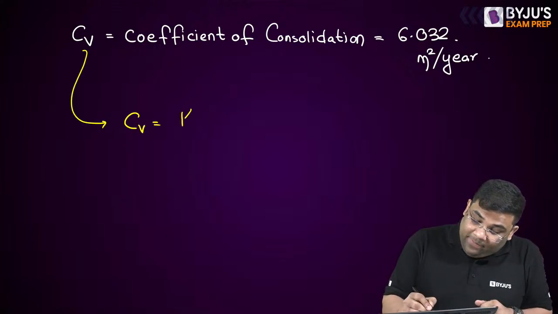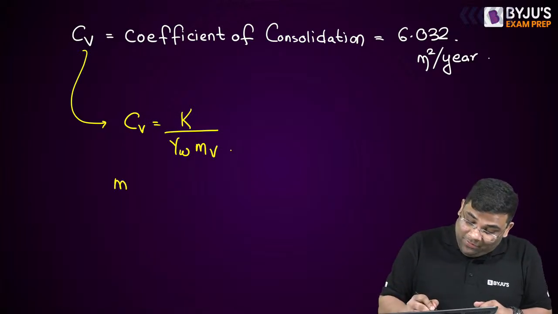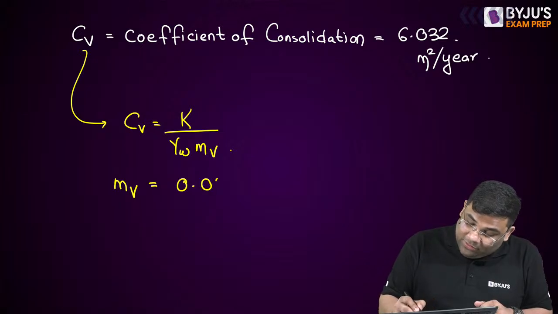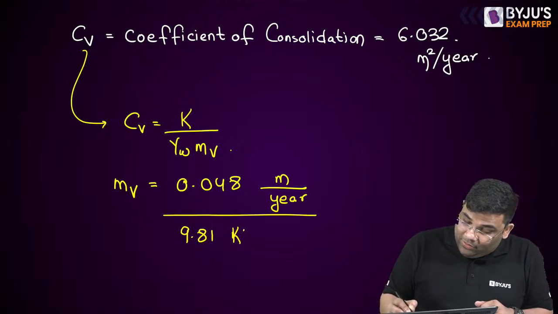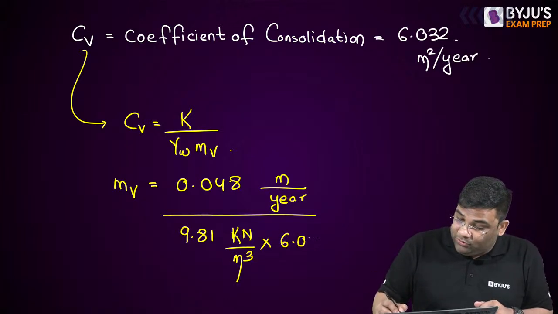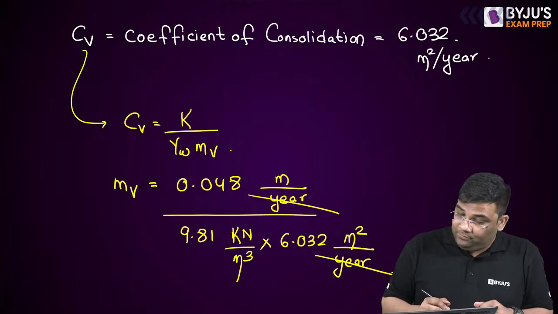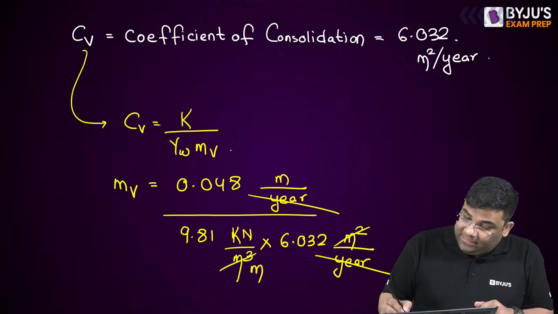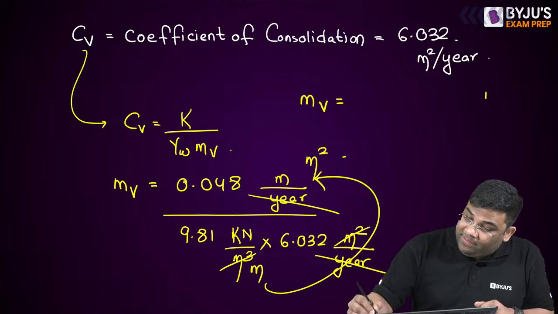CV is equal to K by gamma W into MV. From here, I will find out MV. MV will be K, which is given as 0.048 meter per year, divided by gamma W, I'll take 9.81 kilonewton per meter cube, and then CV, which we got, 6.032, unit meter square per year. So what happens? You see, this year gets cancelled, I get a meter. When this meter goes up, I get meter square. And the unit of MV will be meter square per kilonewton.